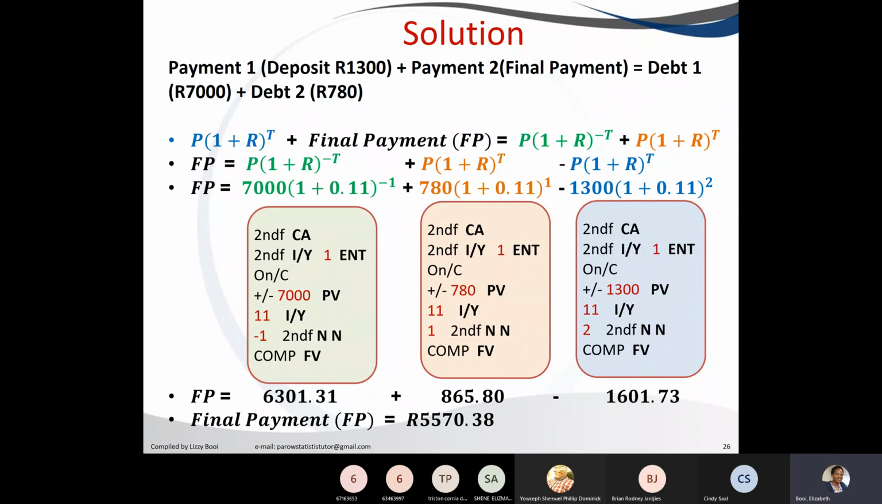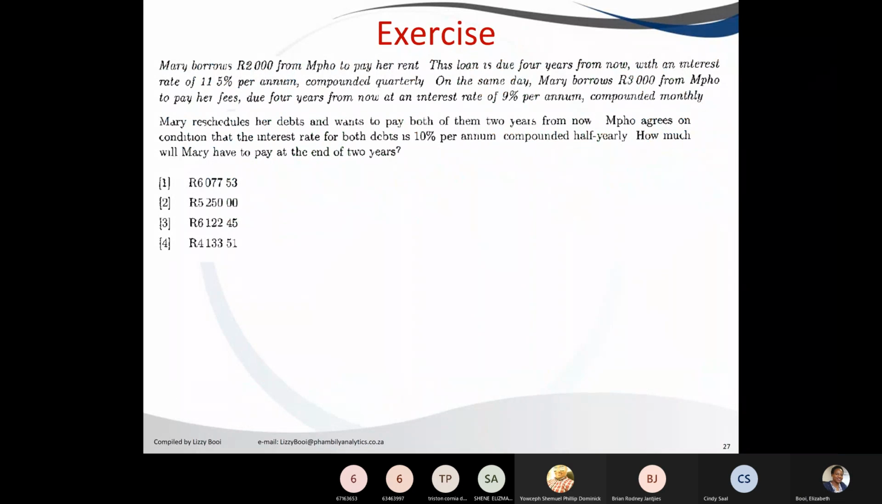With that, I have an exercise. Mary borrows 2,000 from Mpho to pay her rent. The loan is due in 4 years from now with an interest rate of 11.5% per annum, compounded quarterly. On the same day, Mary borrows 3,000 from Mpho to pay her fees. And this amount is due in 4 years from now at an interest of 9% compounded monthly.